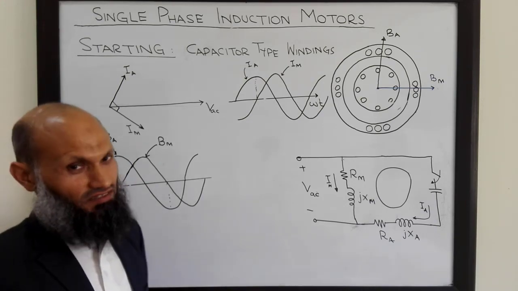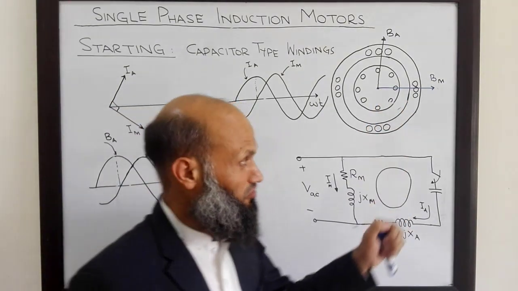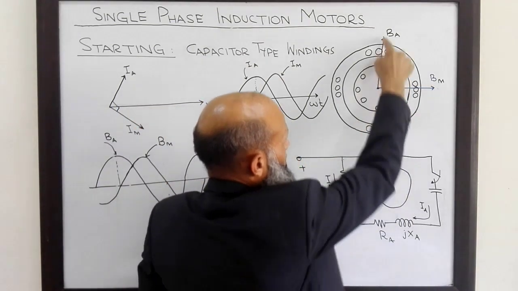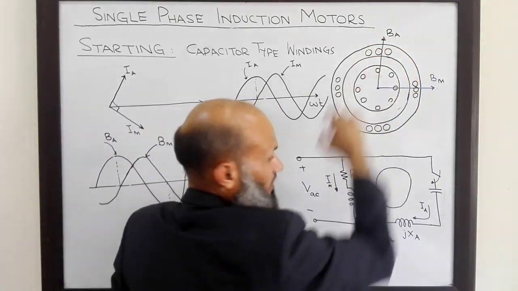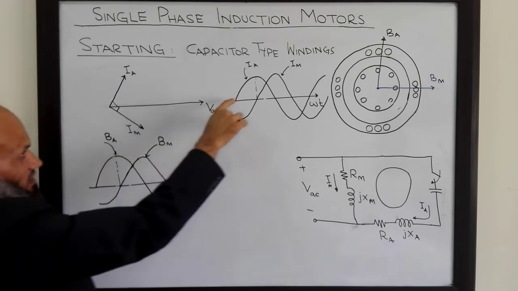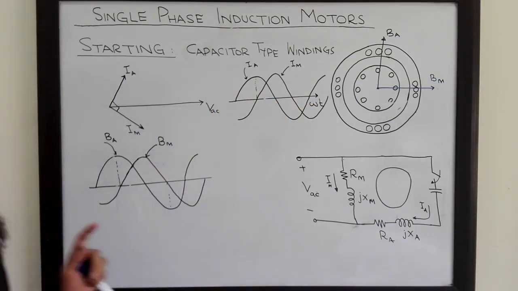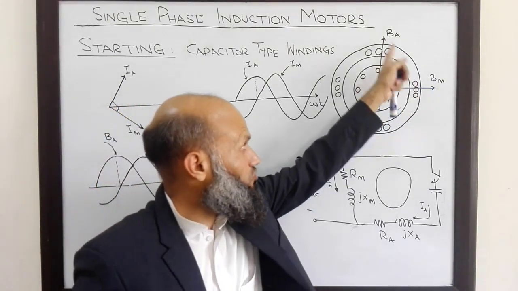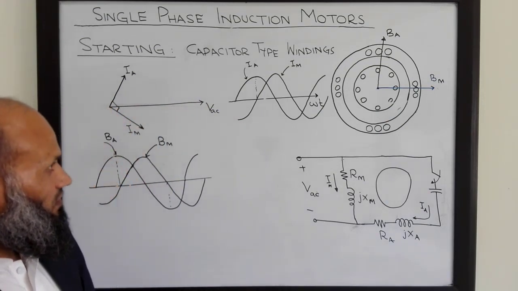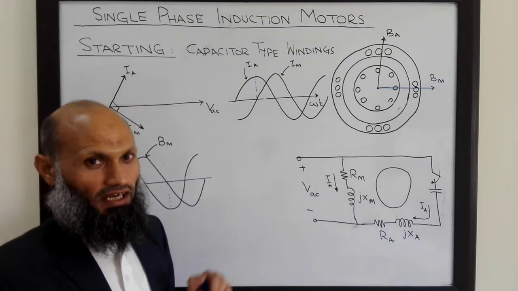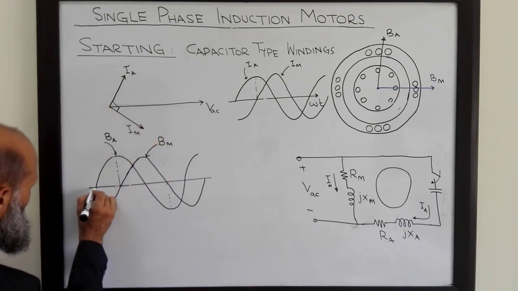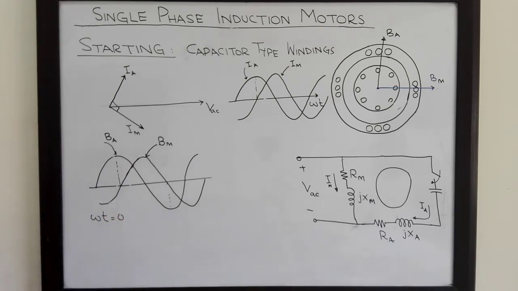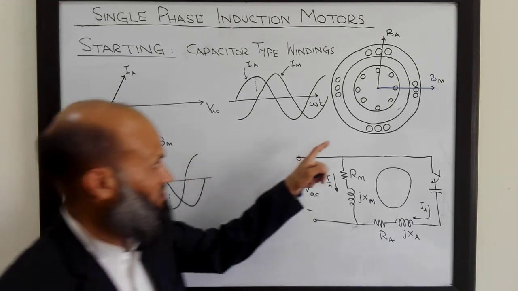So what will be the net flux density vector in the machine? There are two stationary vectors, one in this direction, the other in this direction. The magnitudes of both these flux density vectors are changing according to the currents flowing in these windings. So what is the net flux density vector? The net flux density vector will be the phasor sum of these two flux density vectors. Let's see what the net flux density vector is at different time instants. For example, corresponding to this time instant, let's call it omega t equal to 0, what will be the net flux density vector?